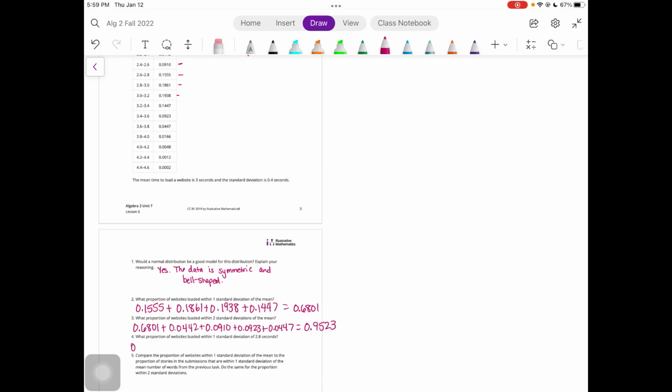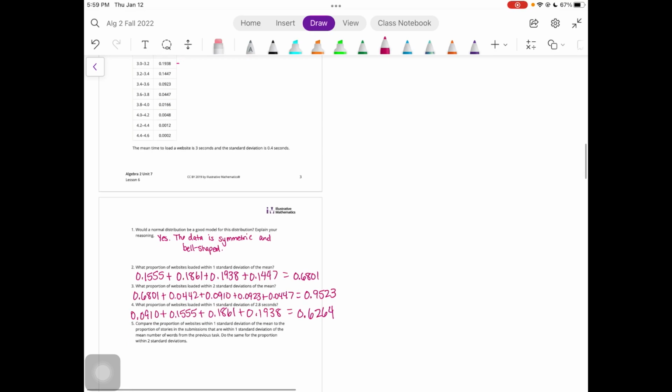So 0.0910 plus 0.1555 plus 0.1861 plus 0.1938, and that is going to equal 0.6264. If we use a calculator, we can get that pretty easily.